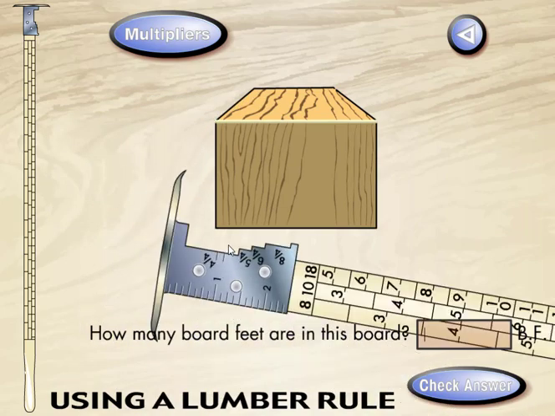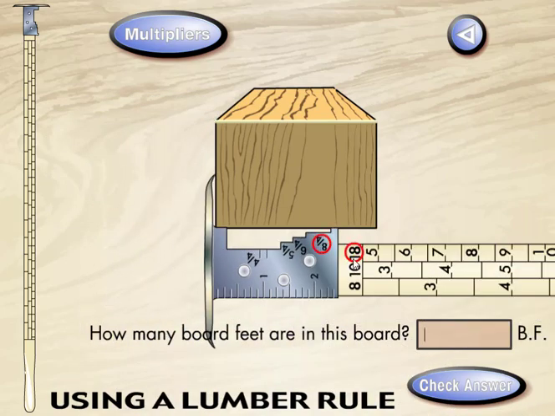An 8/4 board, 18 feet long, so we use this column. Measures 5 board feet. Don't let the little dashed line, that's not a half, that's the line for 5 board feet. But it's 8/4 thick, so our multiplier is 2. So 5 times 2 is 10.